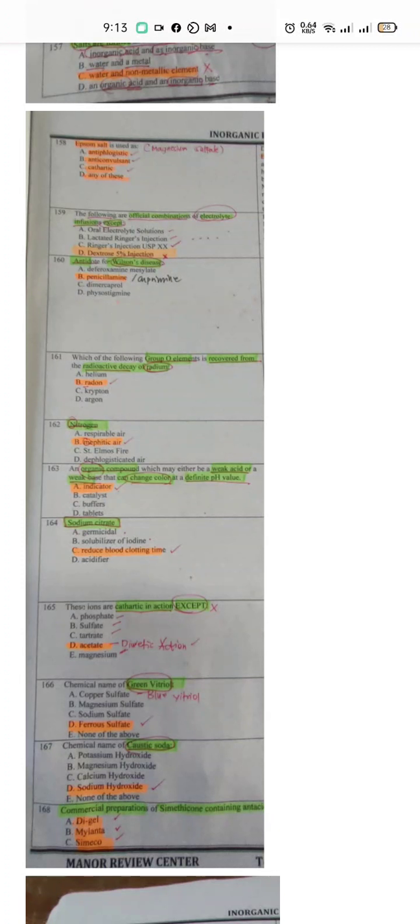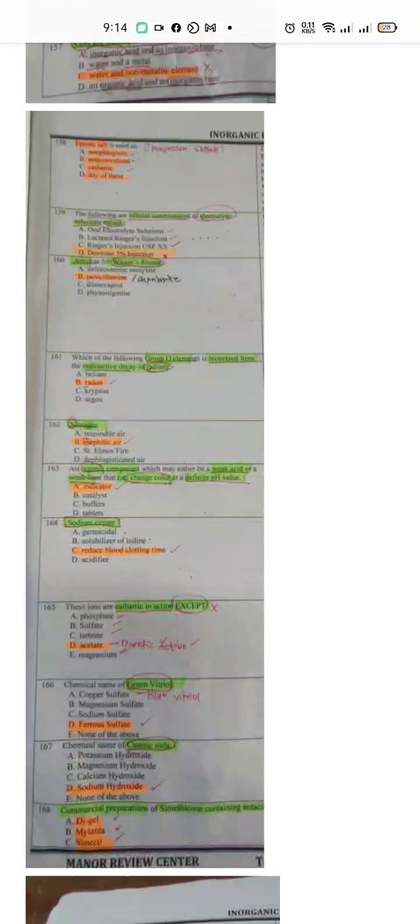Letter C. Number 165, these ions are cathartic in action except magnesium, okay, these ions are cathartic, your phosphate, sulfate, tartrate, and acetate. Phosphate, sulfate, tartrate are cathartic in action. Your magnesium is an exception.